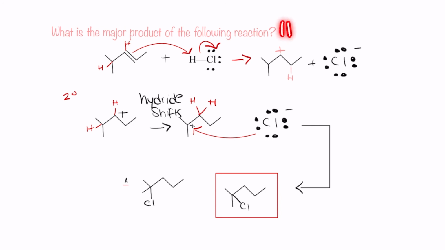So in this video, you learned how to add HX, where X is any halogen, like HBr or HCl, to an alkene, which is just a carbon structure with a double bond. You also learned how to perform hydride shifts and alkyl shifts.